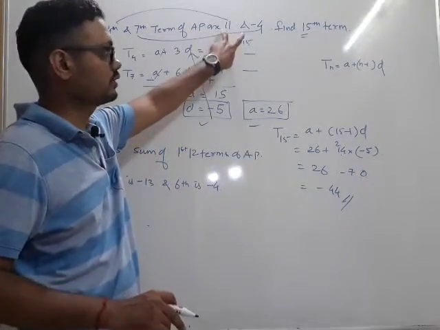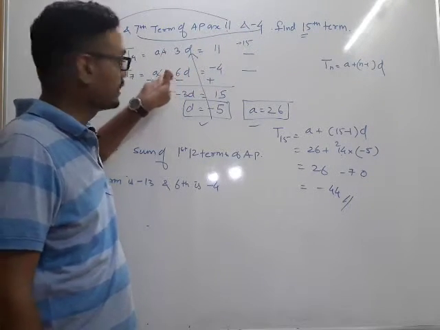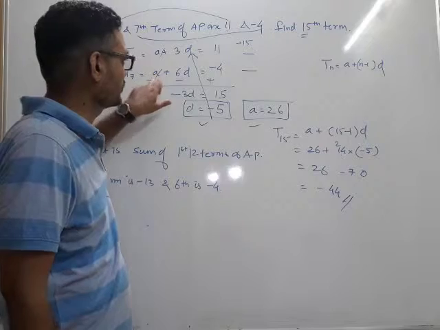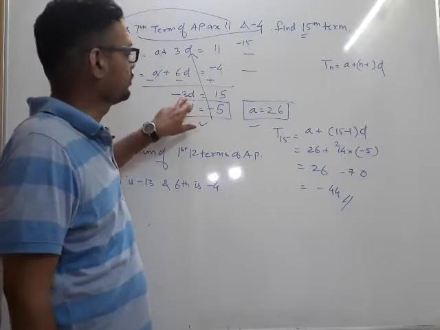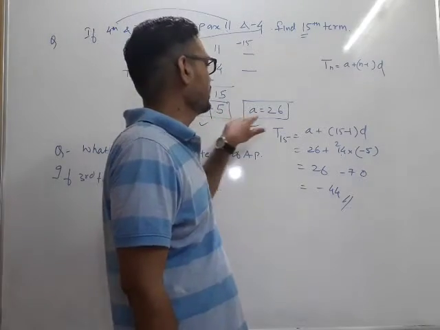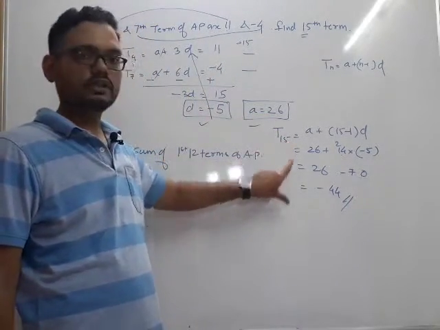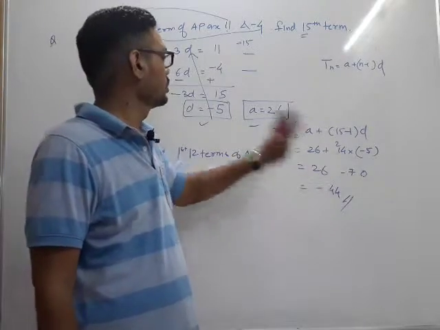Two terms are given. With two terms I will get these two equations. In this both a will be cancelled, I will find d. I will substitute the value of d here, I will get a. If I have got a and d, I can find any value. Alright, and our question is over.